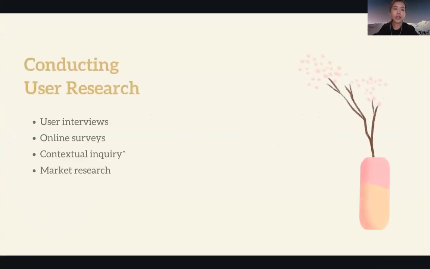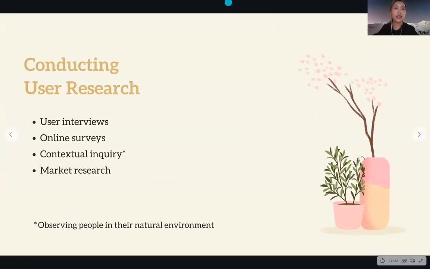There are a couple of ways to do this. We conduct user interviews, which is a very common qualitative research technique, either in person or remotely. Or we also run online surveys to collect a large volume of data in a short amount of time. Contextual inquiry is a method where you observe people going about their day-to-day in the natural environment. And market research is really important because it allows us to understand who our competitors are and learn how they approach similar problems.